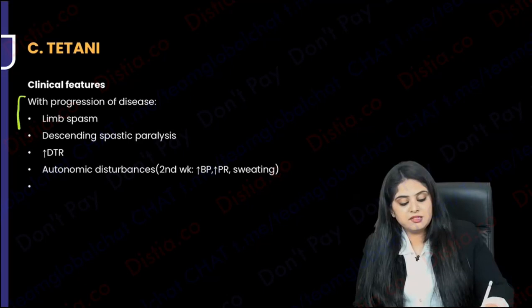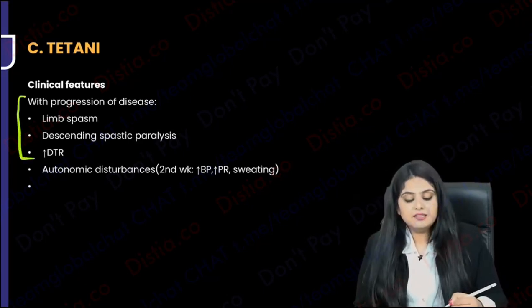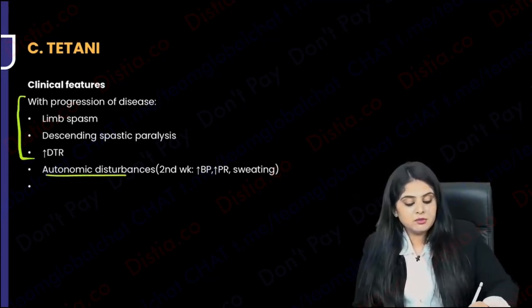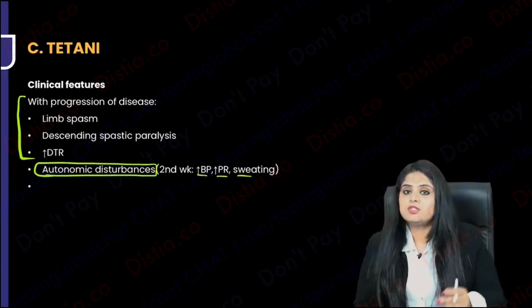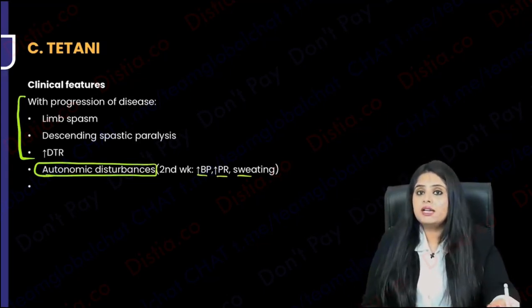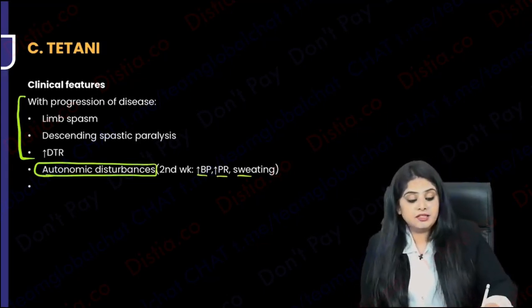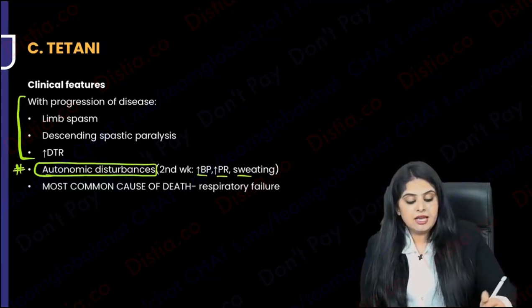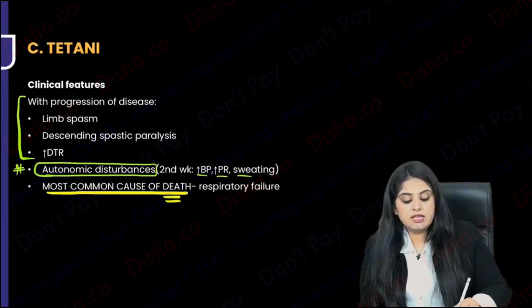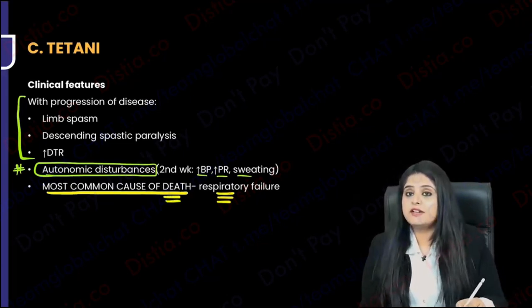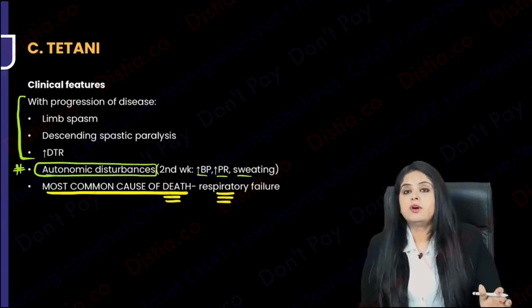As long as the spasm was going on, fine. By the second week, autonomic symptoms also start off. Autonomic disturbances start off, like the blood pressure, the pulse rate, the sweating ability, all of these start happening. That is something which is more worrisome. And please note, the most common cause of death which will eventually happen will be which muscles getting affected? The respiratory tract. So respiratory failure is the most common cause of death.